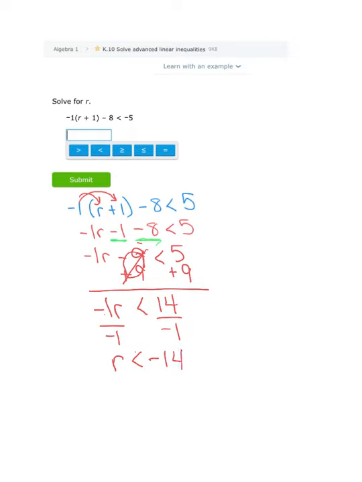Now, one last thing that we use for inequalities only. Step 6 says, did you multiply or divide by a negative number? I did divide by a negative right there. So that means I have to change my sign. So I'm going to flip my sign around. I'm going to put R, change this so that it is greater than -14. And this is the answer I would put into my IXL.